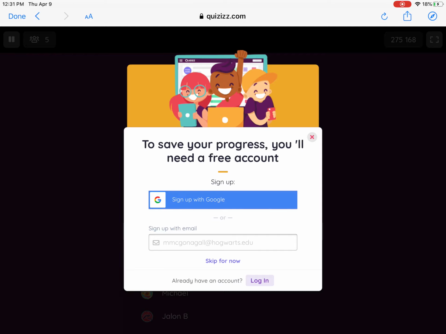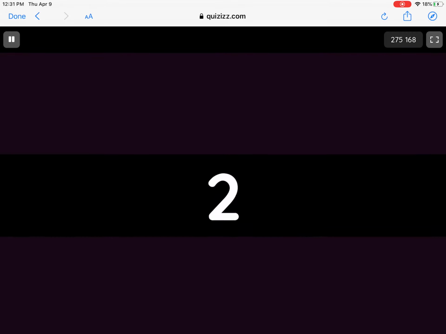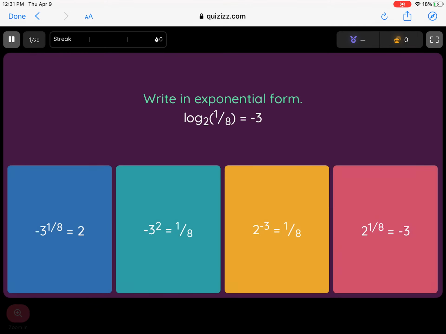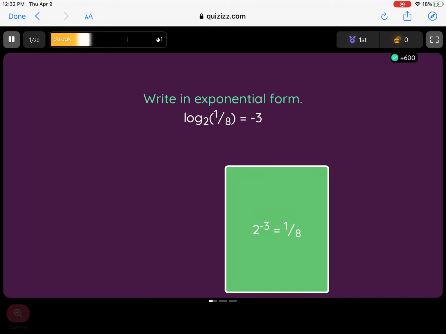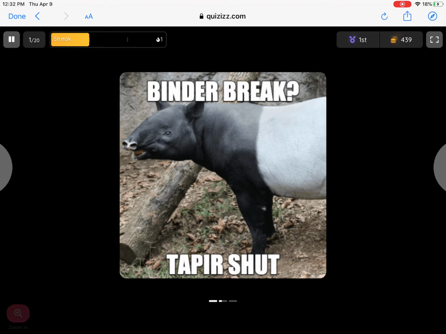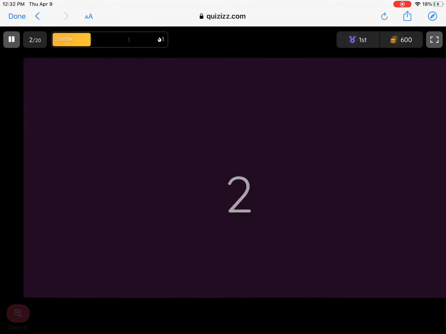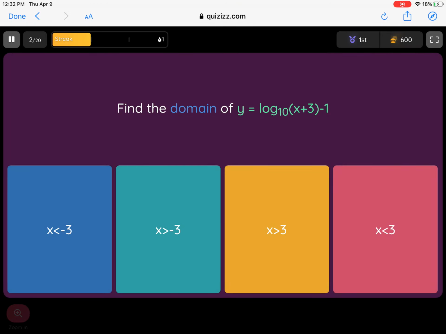To save your progress, you will need a free account. You really don't need to make a free account. I just need you to use your name so that I can give you the grade. And it's going to start. Just 20 quick questions on what we just talked about. Write in the exponential form. Well, that's 2 to the negative third power equals 1 over 8. Yay! So just like that, you will do these quizzes for me. And you can do this unlimited times.